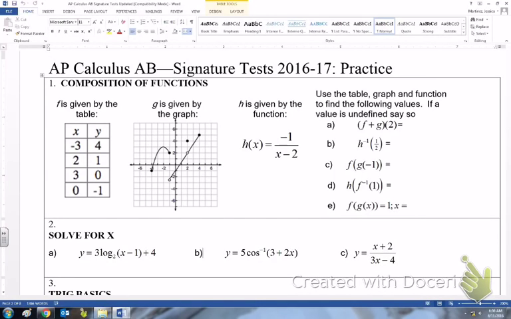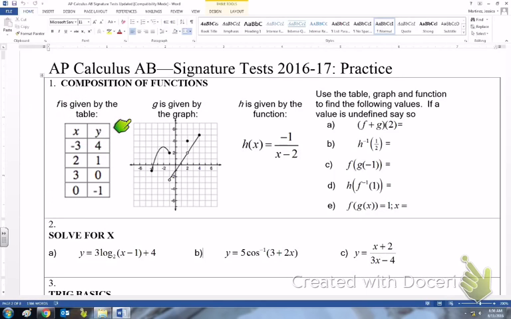This is your first signature test of the year. It's called Composition of Functions. The first 6 signature tests are all a review of pre-calculus material. So obviously we have not started calculus yet, so these ones you should be able to do without any knowledge of calculus. So we are given 3 things.